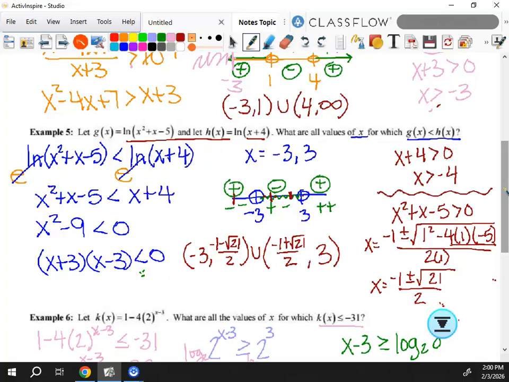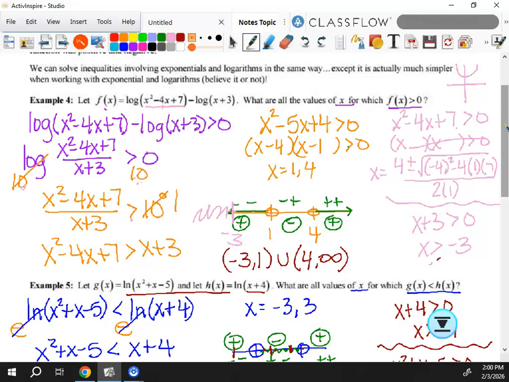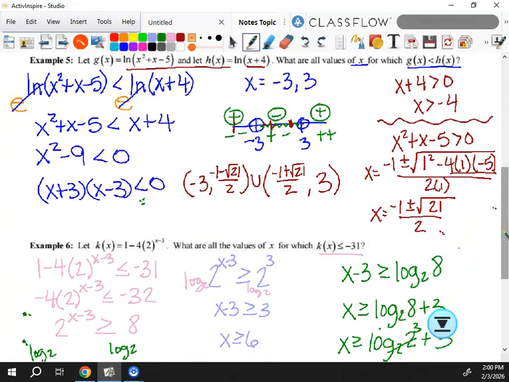So there was not one on here where we handled the domain if it's not something insane like this. Hopefully this made sense, right? You could tell that because of this, it was all positive, so we didn't have to worry about it, right? But then here, it wasn't all positive, and we had to figure out where the heck it went.